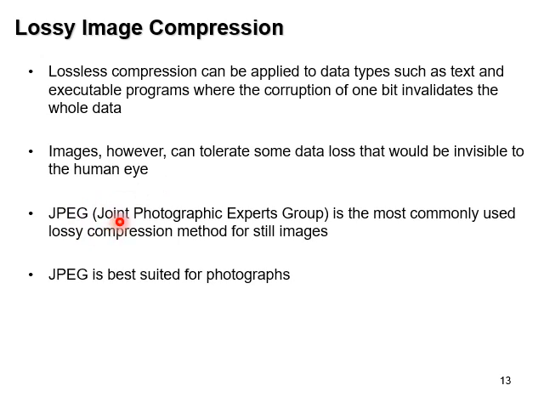JPEG stands for Joint Photographic Experts Group, the name of the group that invented that method. This is the most commonly used lossy compression method for still images. It's best suited for photographs. So let's see how JPEG compression works and how it actually changes a little bit in the image in order to save in terms of storage.